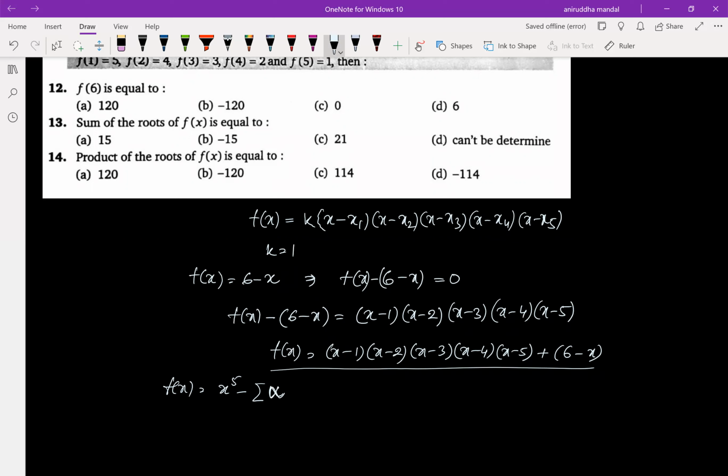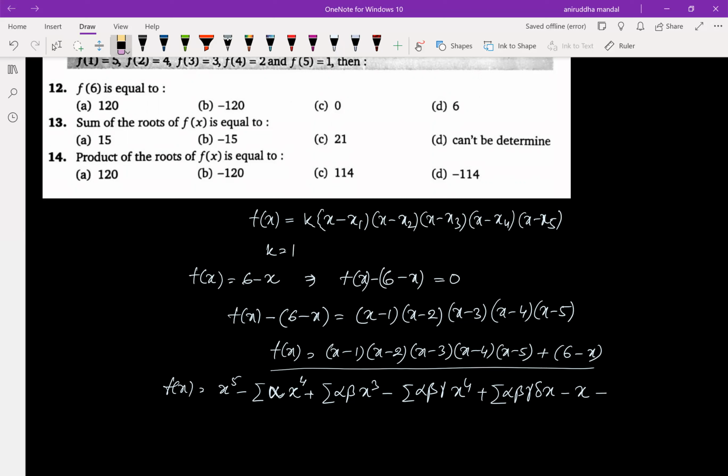So let's say this is alpha. Okay. And last this is there. Sorry, no, this is x to the power 4. Then next is plus sigma alpha beta x cube minus sigma alpha beta gamma x to the power 4. Then plus sigma alpha beta gamma delta, taking 4 at a time, x, and this is minus x, plus the last is the product of this equation.